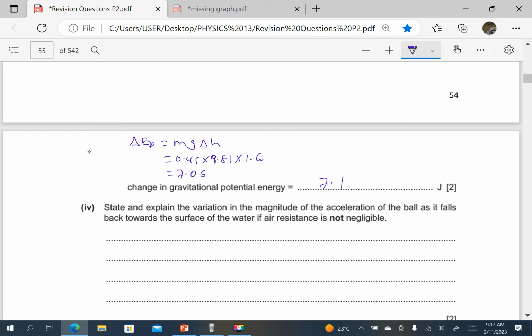State and explain the variation in the magnitude of the acceleration of the ball as it falls back towards the surface of the water if air resistance is not negligible. When it is falling, the speed is increasing. It is falling downwards.